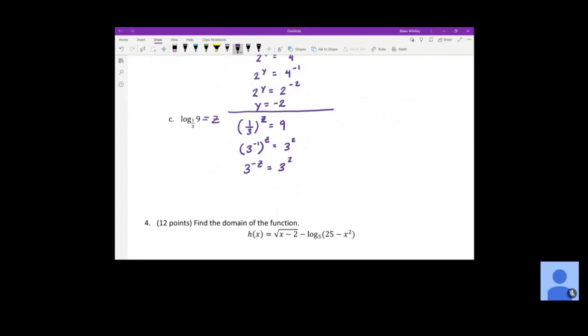All right, and so then in this case, we would set the -z equal to 2. And then once we get rid of that negative, then z would be equal to -2 in this case. Good. Any questions on that one?